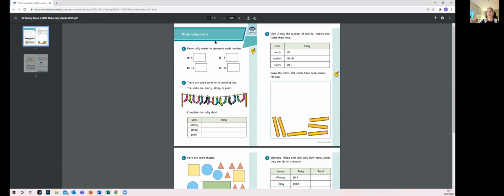You're drawing tally marks in for question 1. You're sorting out this information of socks on a washing line into a tally chart for question 2. And question 3, you're drawing the information that the tally chart is giving you into this box below. And the rulers have been done for you. I'm not going to tell you any more. I want you to read the questions carefully. Try and do it by yourself, carefully, and see how you get on.